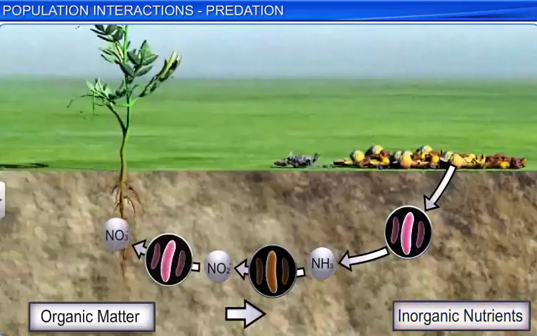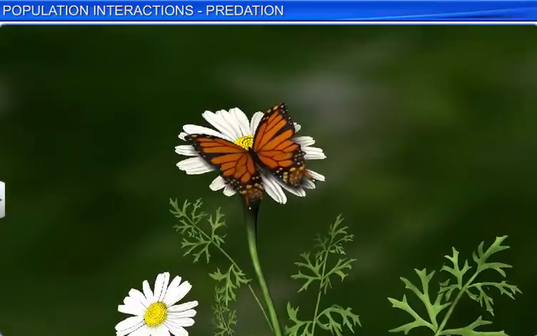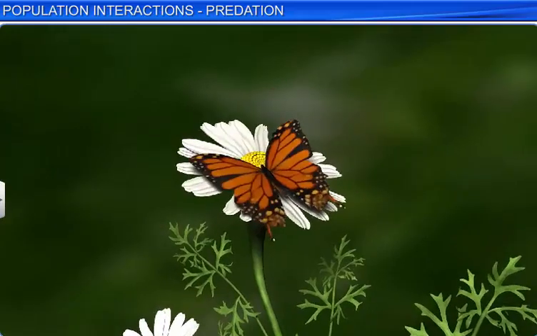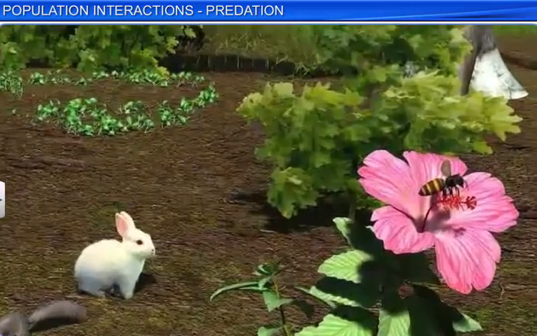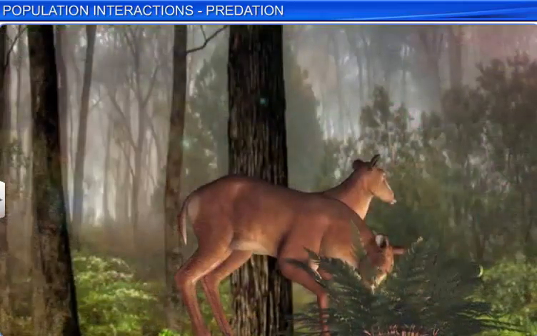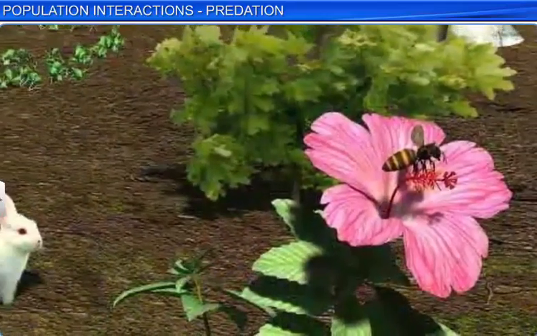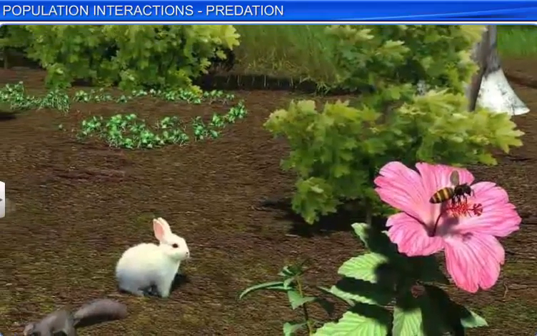Also, many plants depend on birds and insects for pollination. Just as plants depend on animals for their existence, animals too depend on plants directly or indirectly for their survival. As a result, in any habitat, plants, animals, and microbes interact in various ways to form a community.